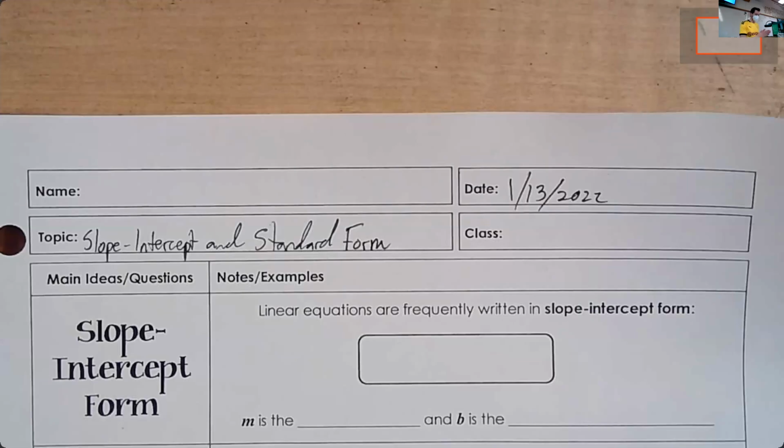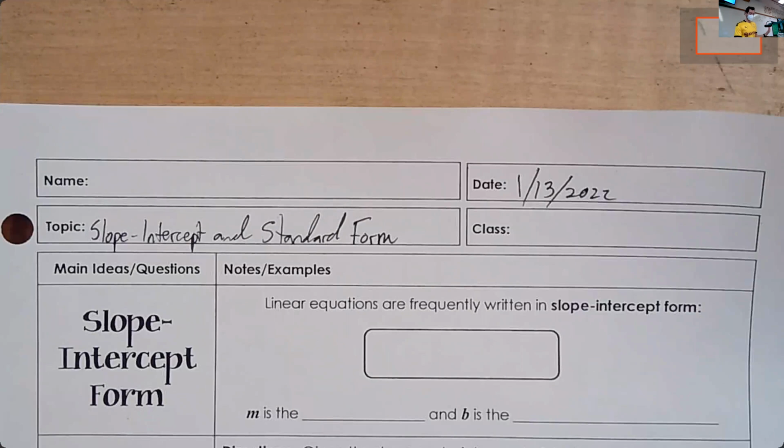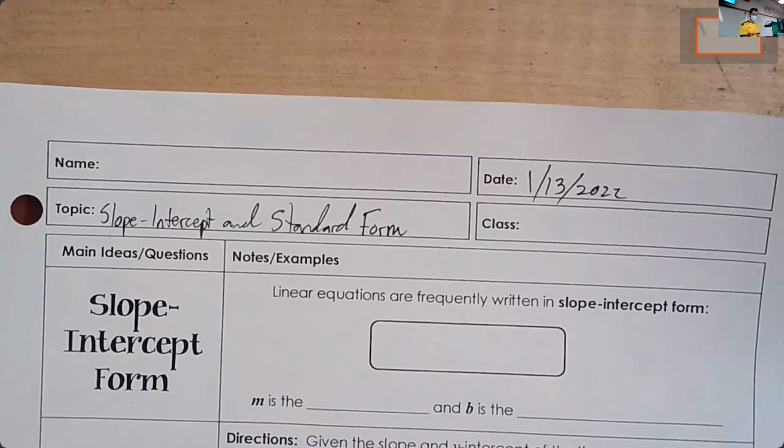All right. So slope-intercept form and standard form. First of all, the little sentence at the top here, linear equations are frequently written in slope-intercept form. I just want to remind you, I mentioned this on, I think, Monday, that when we're talking about something called linear, we're talking about a line.